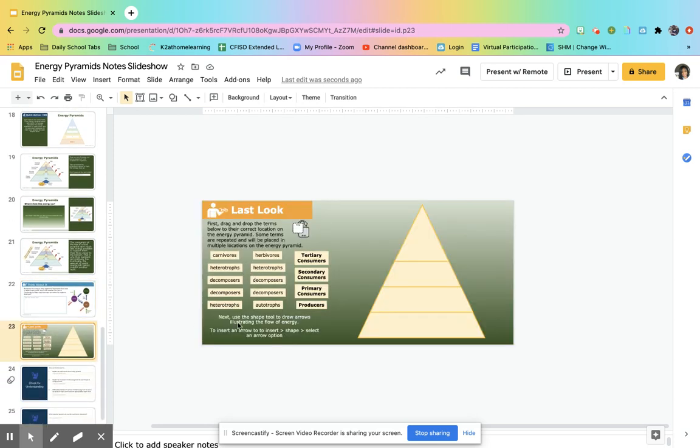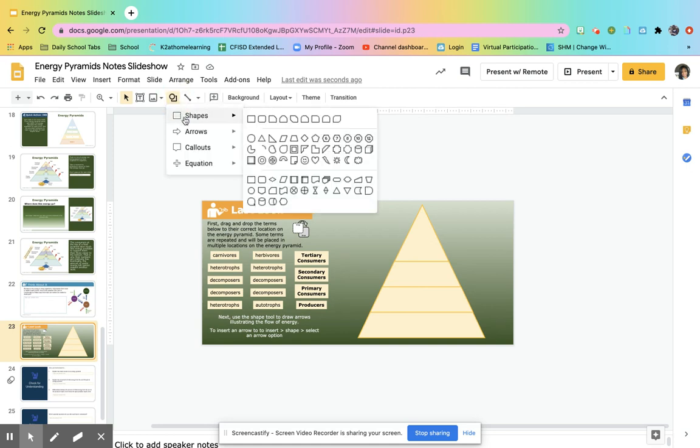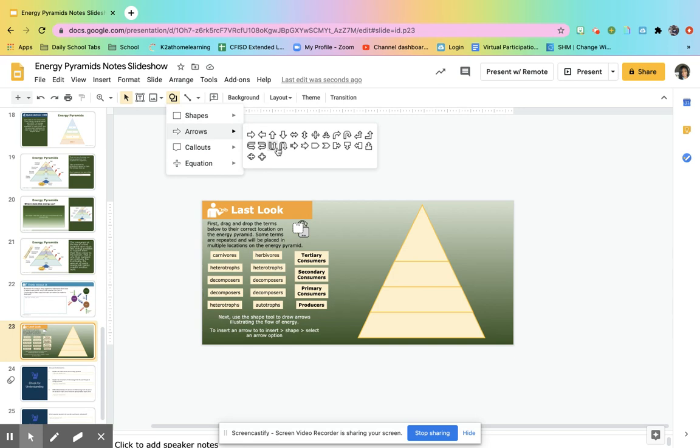So here is a quick little activity. You need to drag and drop the terms below to their correct locations. Some terms are repeated and will be placed in multiple locations on the energy pyramid. Okay. Next, use the shape tool to draw arrows illustrating the flow of energy. So go up here to the shape tool, find the arrows, and use one of these curved arrows to figure out how energy should be transferred, okay? So you should be using each of these, and then you should be using one of these in each level, okay? Any questions, just let me know.